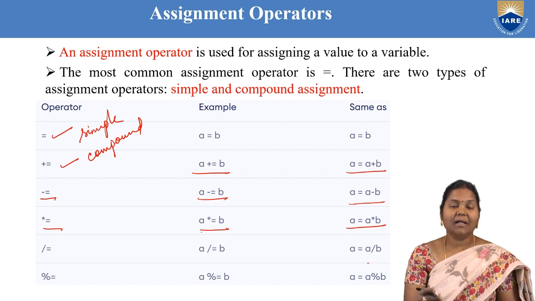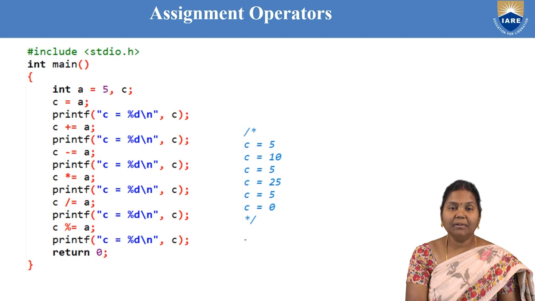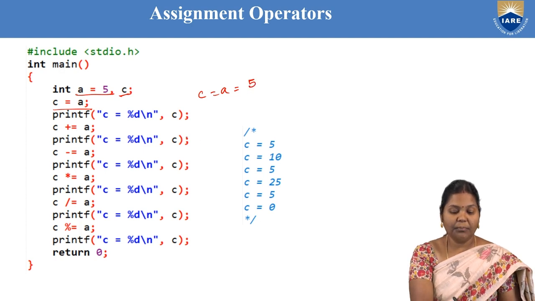So, these are called the compound assignment operators. This is a simple example. Suppose the initial value of A is equal to 5 and C is the variable to store the output. Suppose you are doing C is equal to A, which is nothing but now C also contains 5. Now, print the value of C, you will get 5 here.